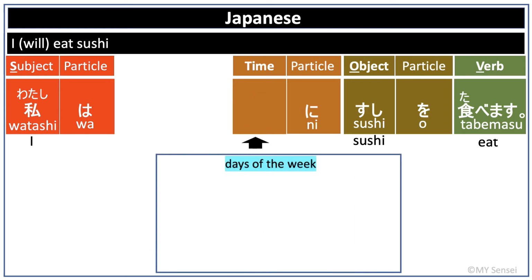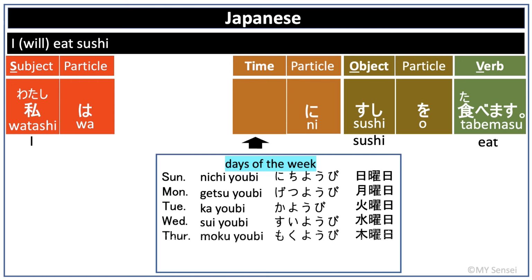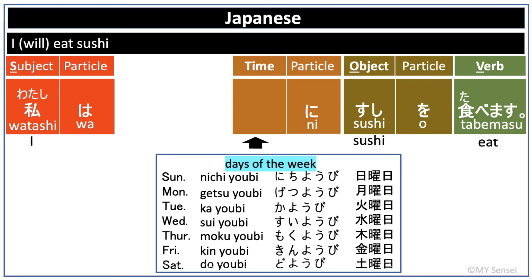We can also put days of the week in this time slot. They are 日曜日、月曜日、火曜日、水曜日、木曜日、金曜日 and 土曜日. Let's add 日曜日 to the time slot. So the Japanese sentence here says 私は日曜日に寿司を食べます which means I will eat sushi on Sunday.